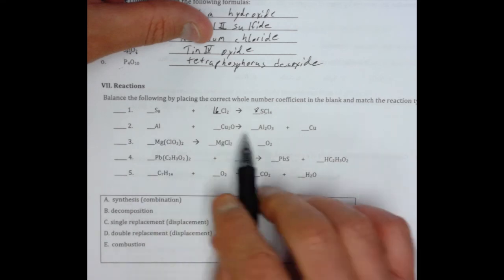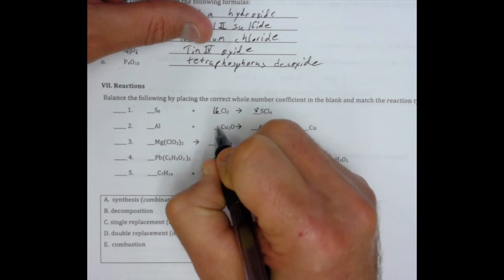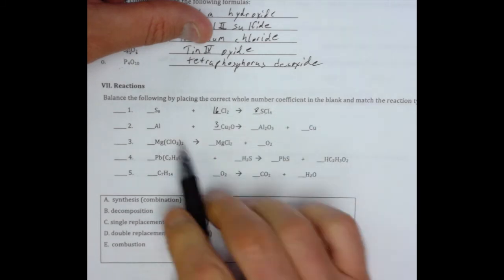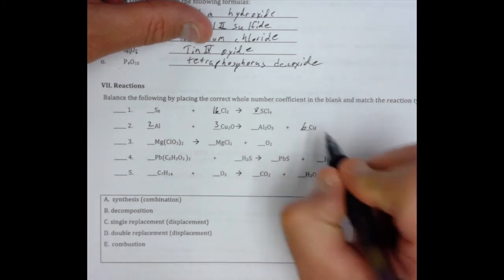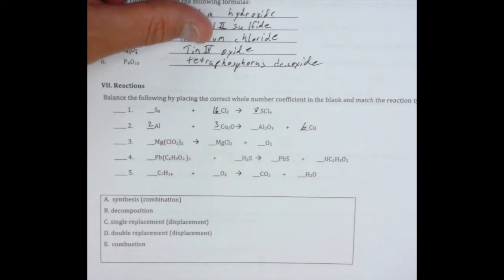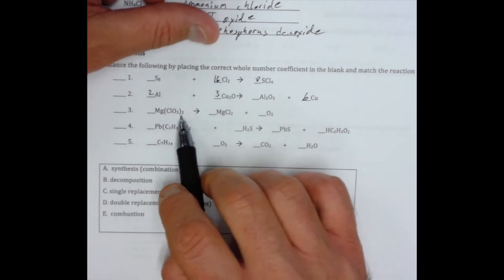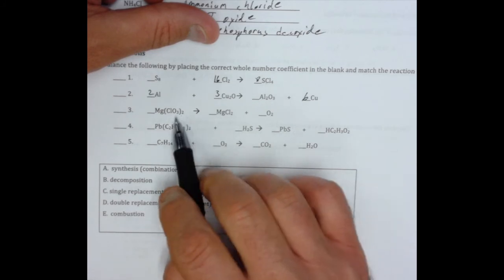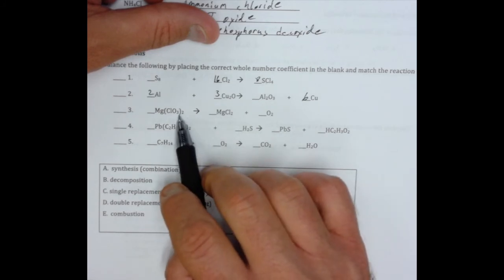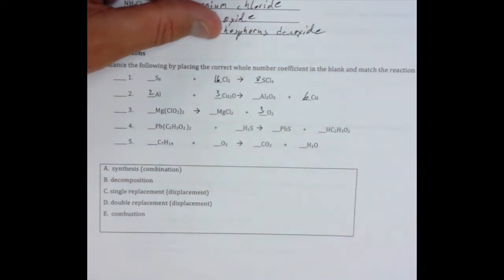So if we take a look here, I have 3 oxygens, I have 2 aluminums, and now I have 6 coppers. Cl2, I already have 2 Cls, 1 Mg, I have 1 Mg, I'll have 6 O's though. So 2 times 3 is 6, so that means I need 3 times 2 to be 6.